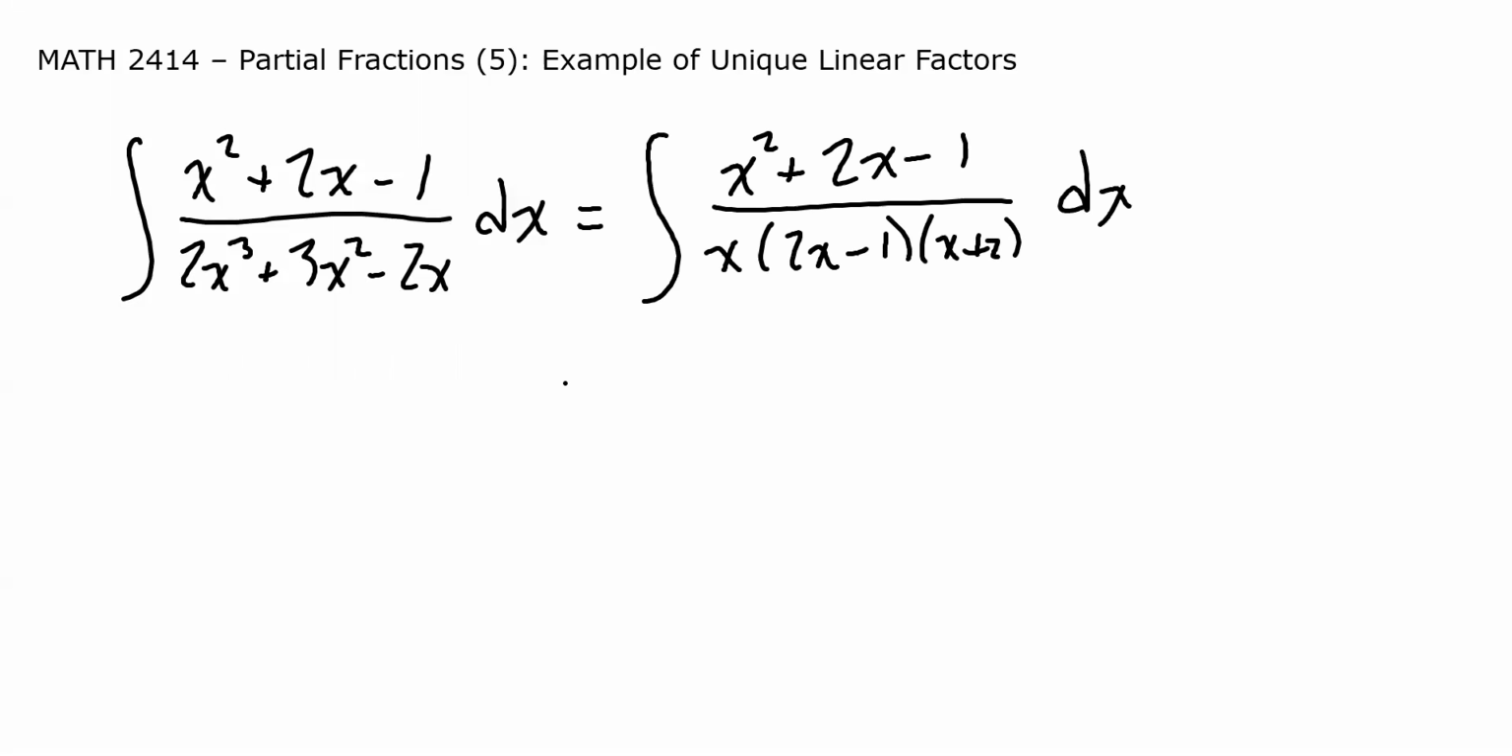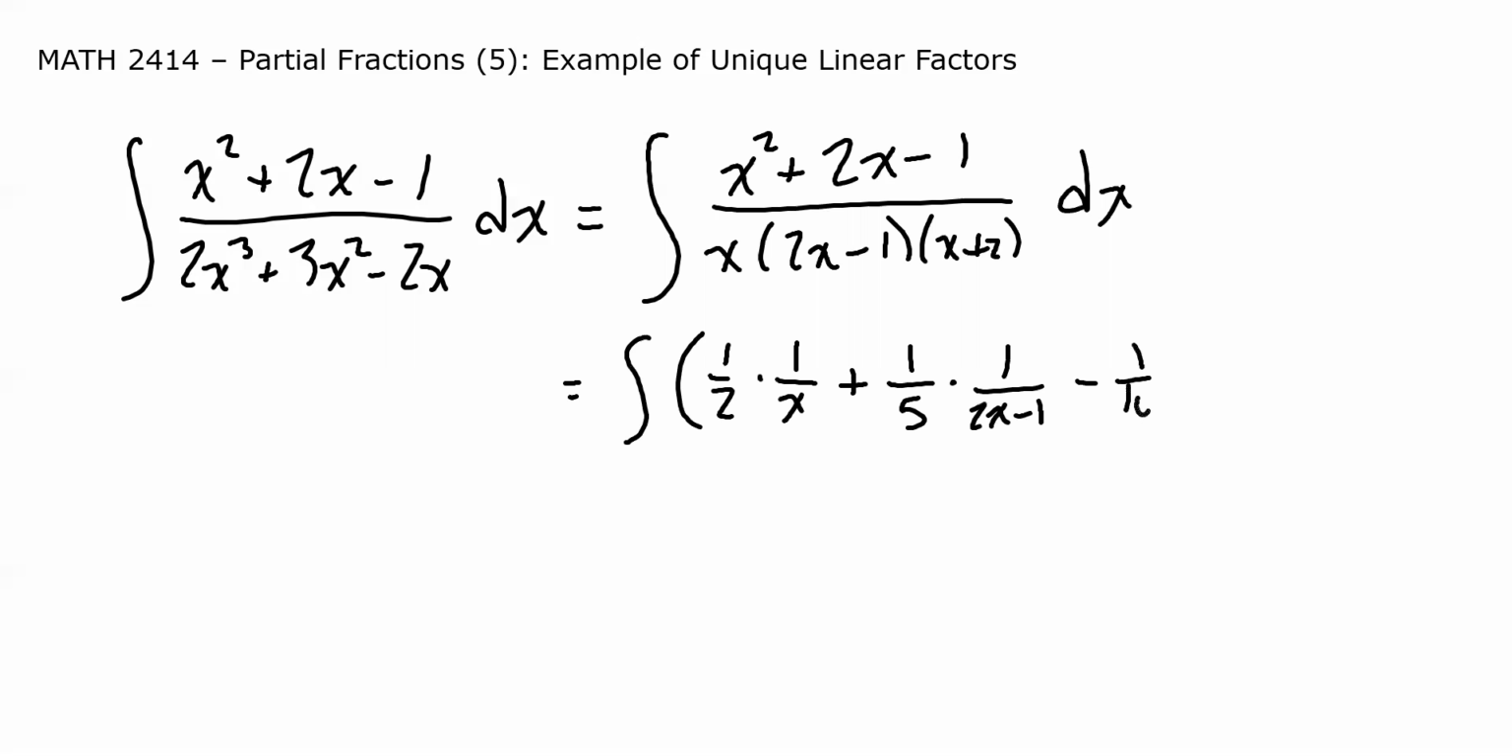Then you implement the partial fraction decomposition. Again, I'm not going to revisit all of that, but it was 1 half times 1 over x plus 1 fifth times 1 over 2x minus 1 minus 1 tenth times 1 over x plus 2. Again, for the details, please see the previous video. Once you've decomposed your rational function into a sum of partial fractions, it might be really easy to finish.